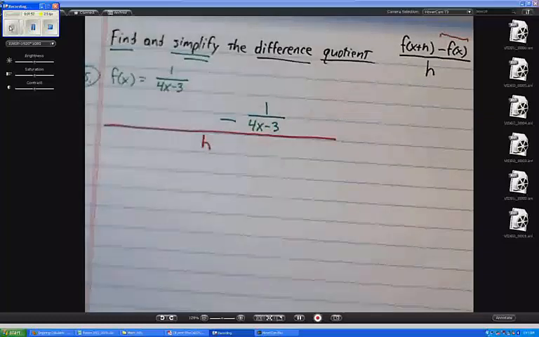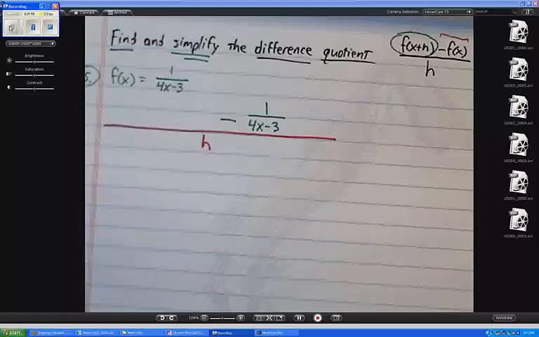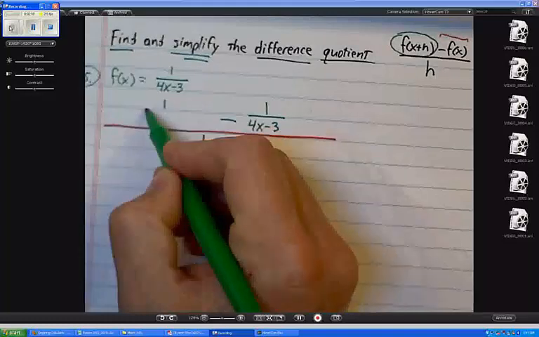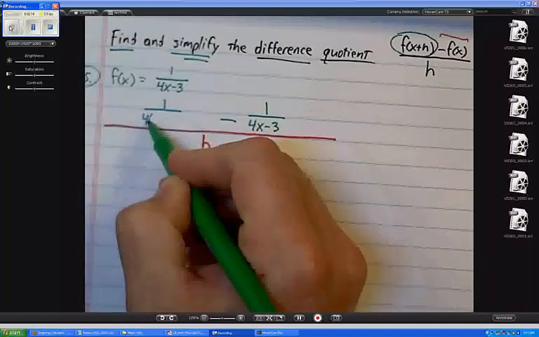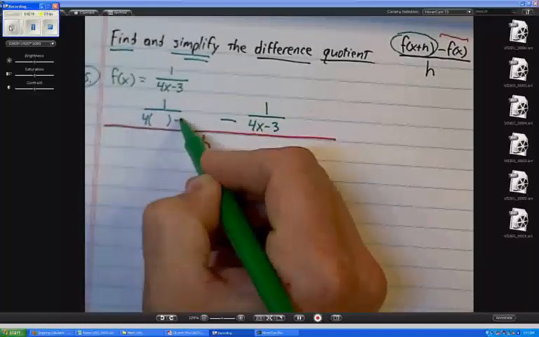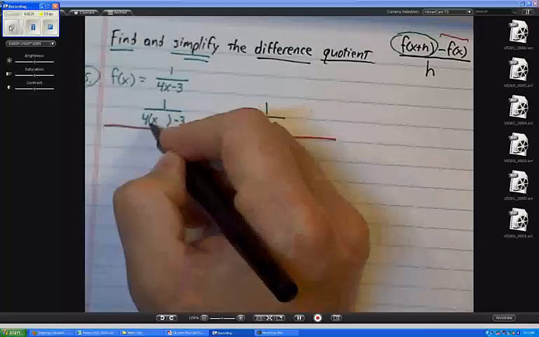Okay. Now, the confusing part usually for students is, what is this? F of x plus h. Do you know what that means? It means put in what for the input? X plus h, right? And so let me show you how that looks. We do 1 over 4 times, and I'm going to put some parentheses. And what am I going to put in those parentheses? X plus h. Okay?